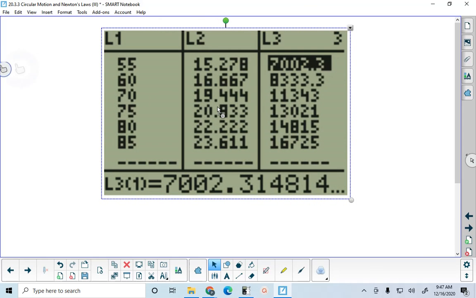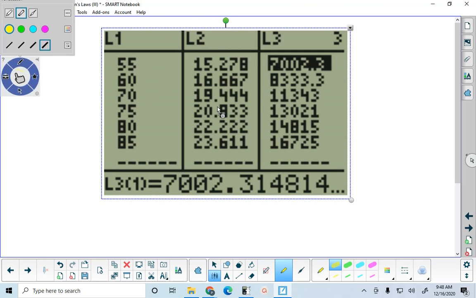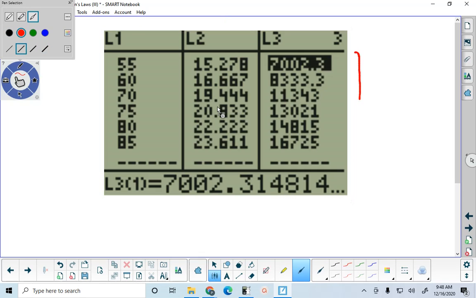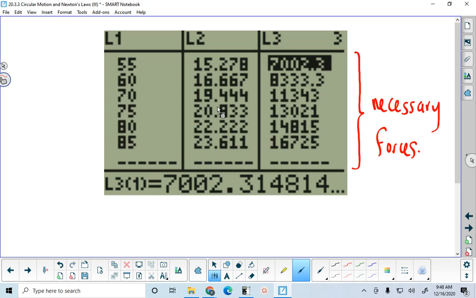These are the needed forces. They are the necessary forces. All right?